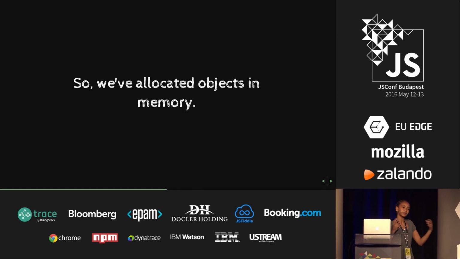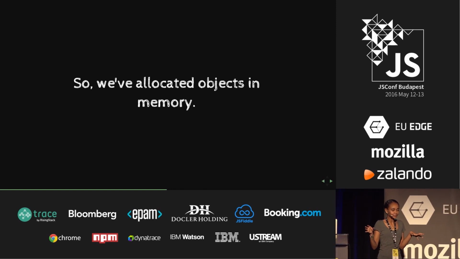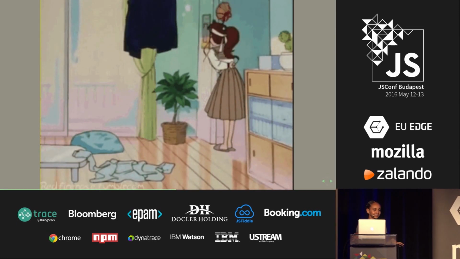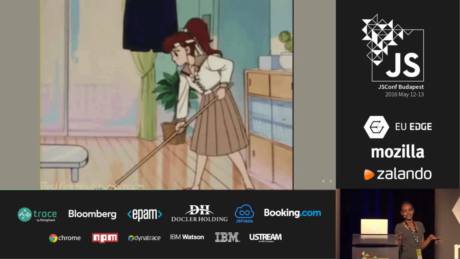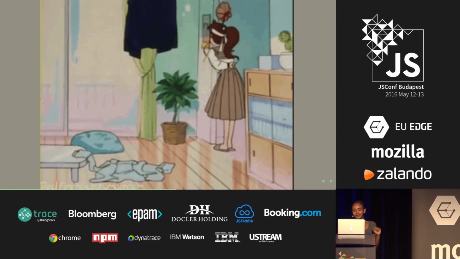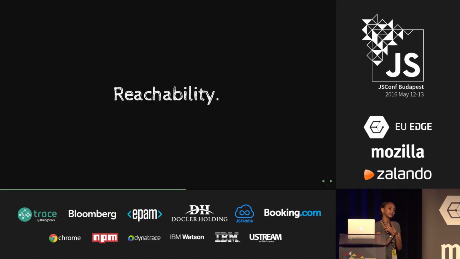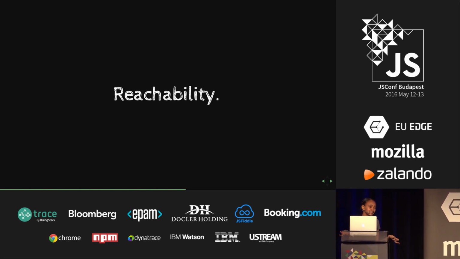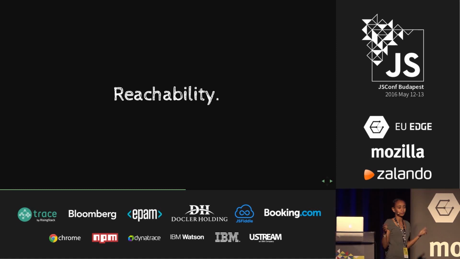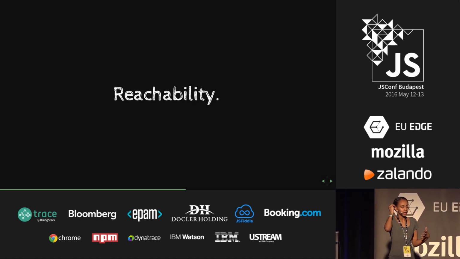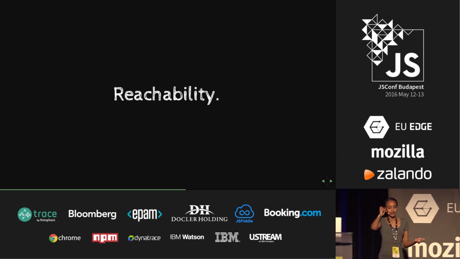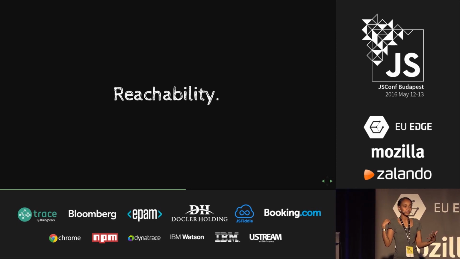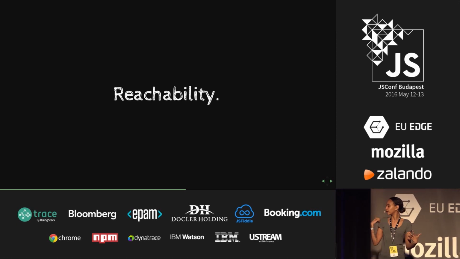So at this point, we've allocated objects in memory. They're in our heap. How do we know what to clean and how to clean it? And really, the answer and the basis for this is reachability. Memory is considered garbage when it's no longer reachable or accessible in your code. This usually tends to be data that is not reserved for local variables or function parameters or global variables.